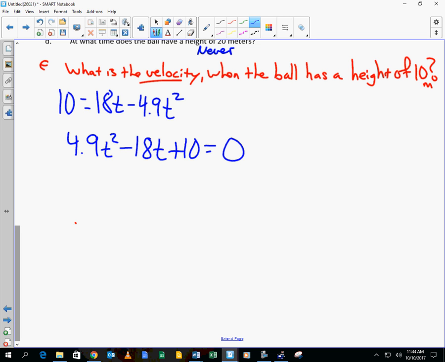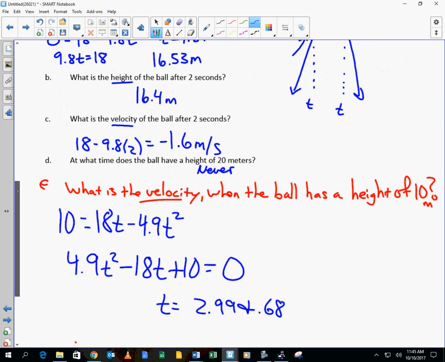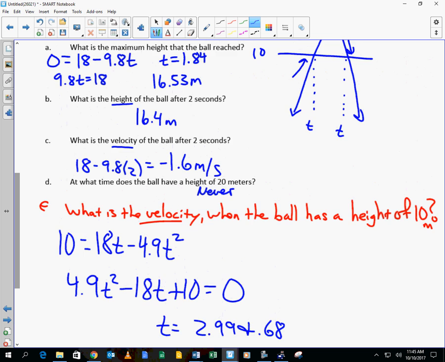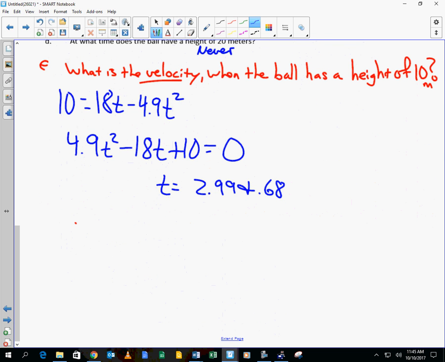Who's got it? 2.99 and 0.68. Okay, so there's my time. All right? So I know that those are the times where it reaches a height of 10. So 0.68 will be on the way up. 2.99 will be on the way down. We use the quadratic formula.